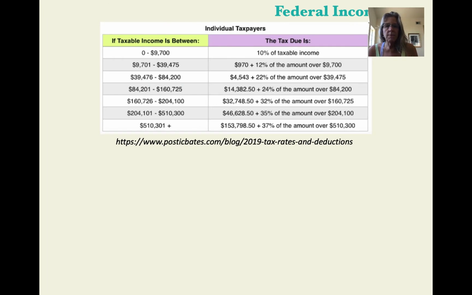First of all, let's look at the individual income tax. These are the tax rates for 2019. If you look at this, at the lowest level, when taxable income is between 0 and 9,700, you're taxed at 10%. But at the next level, between 9,701 and 39,475, you're taxed at 12%. And when you make more than $510,000, on that amount over $510,000, you're taxed at 37%.